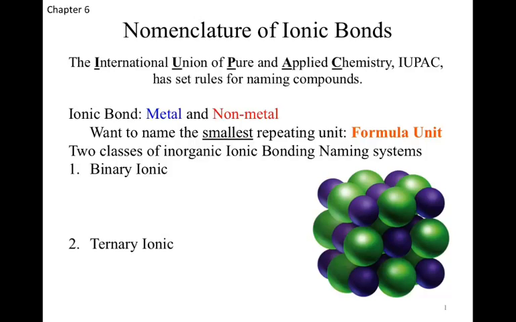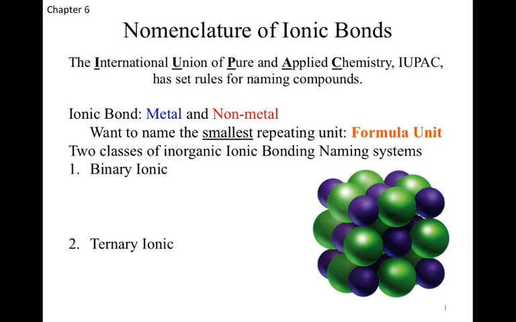Okay, here we go. We're going to learn about nomenclature for a variety of different bonds. We're going to start off with the ionic bonds, then we'll look at covalent, and then some other special cases like acidic solutions.